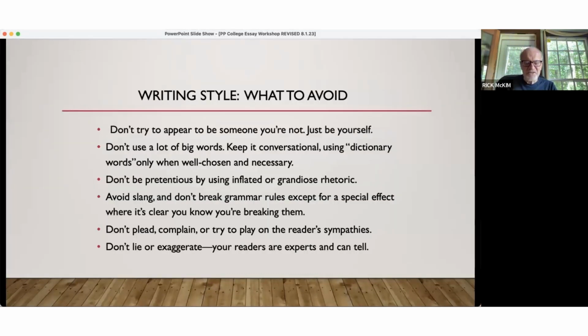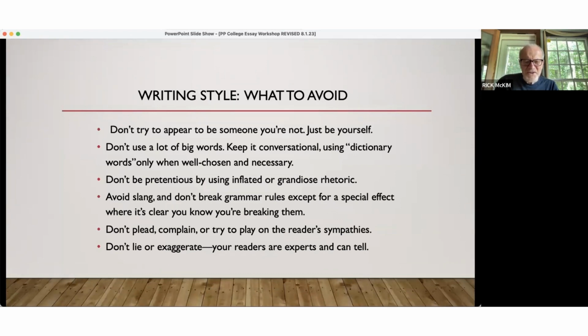Now, a couple of lists of things to avoid. Writing style. Don't try to appear to be someone you're not. Just be yourself. Yes, don't be pompous. Don't be overly academic. Don't be overly formal. Don't try to impress. Be conversational again.